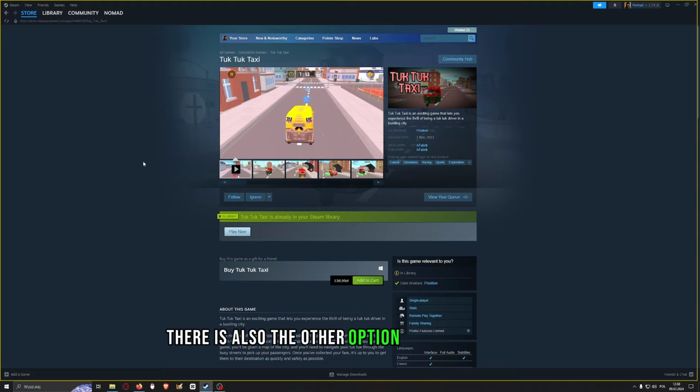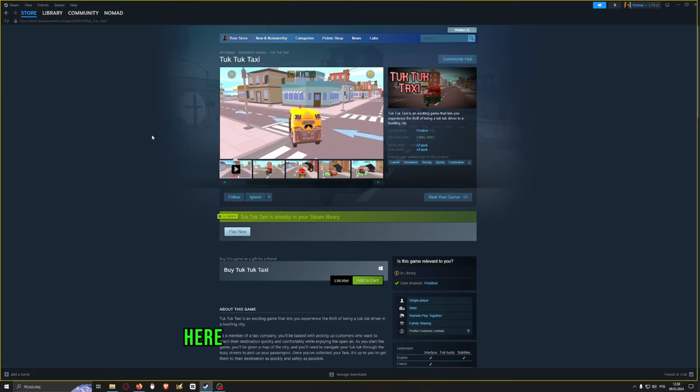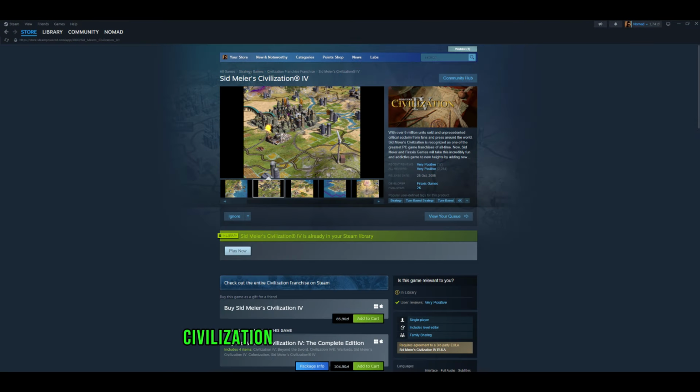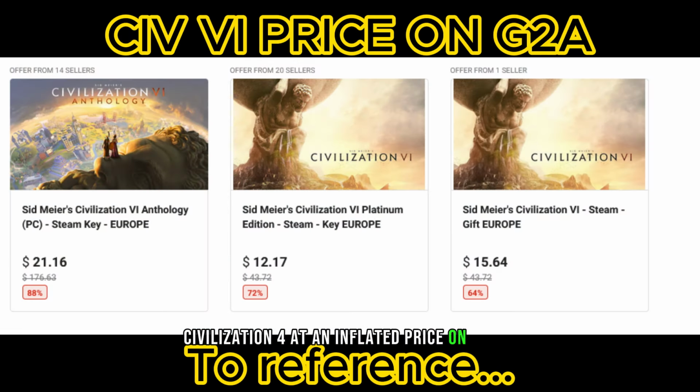There is also the other option of VIP super keys here. Also, the prices of games are inflated. From such a package, I got a game, Civilization 4, at an inflated price on Steam.